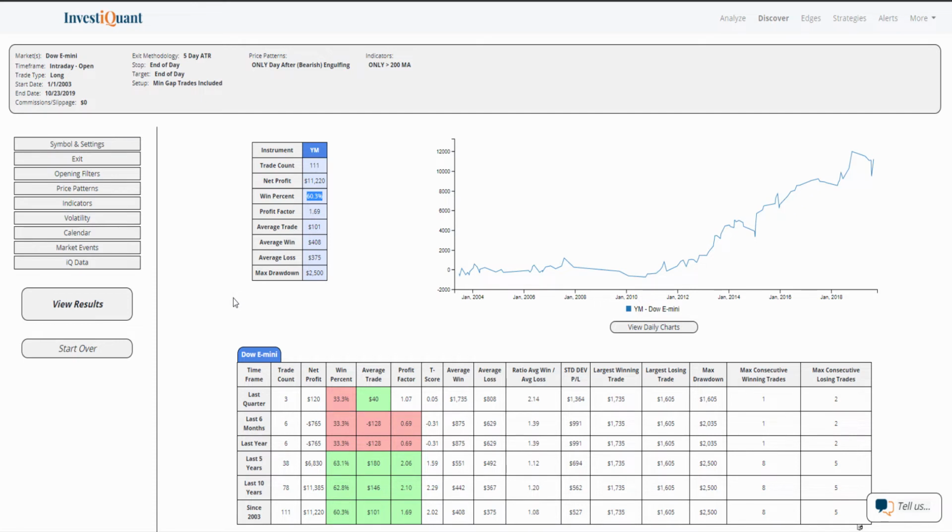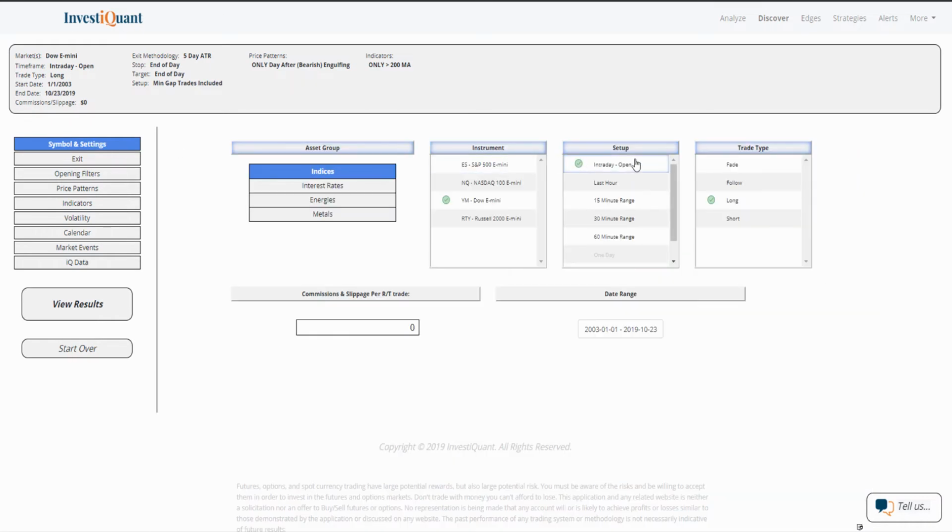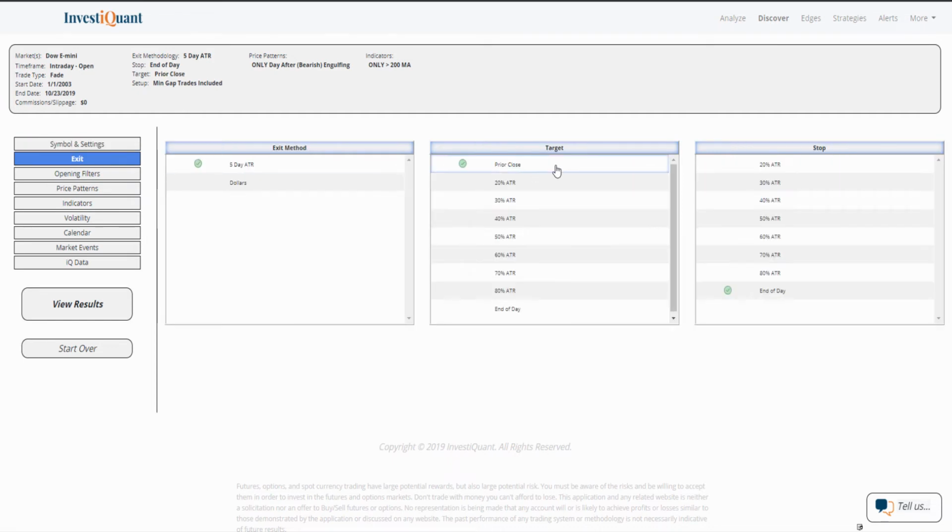Next, I wanted to show you a different setup based on this. This is just an end of day bias, so I want to actually show you an intraday trading setup, knowing that there's a long bias here. So if we do the fade on the trade type, we come down to the exit, change the target to prior close, and I'm just going to throw 50% of the 5-day ATR on as a stop.